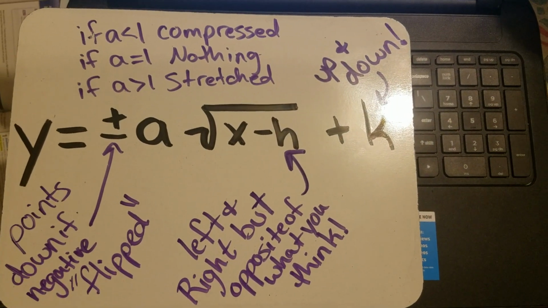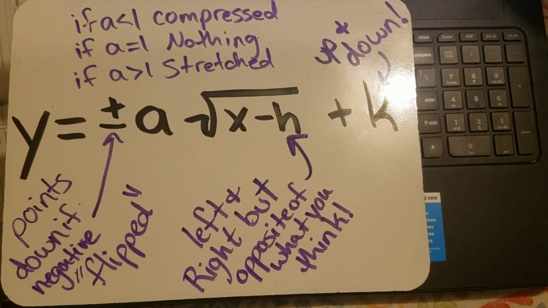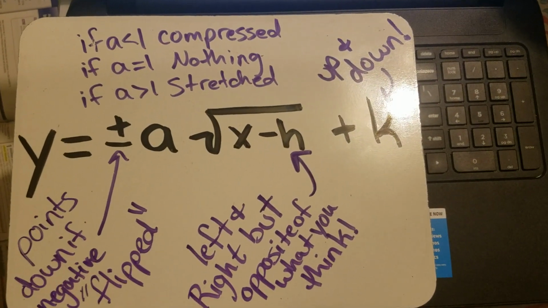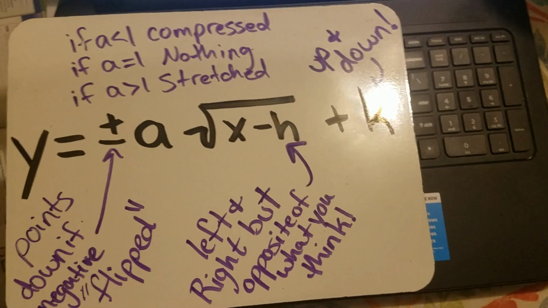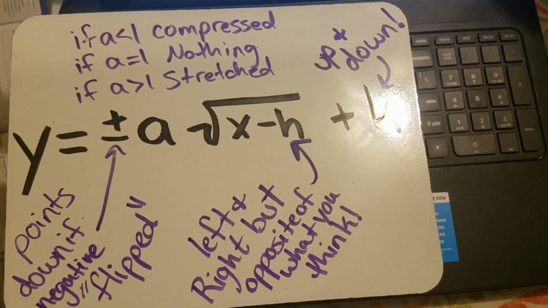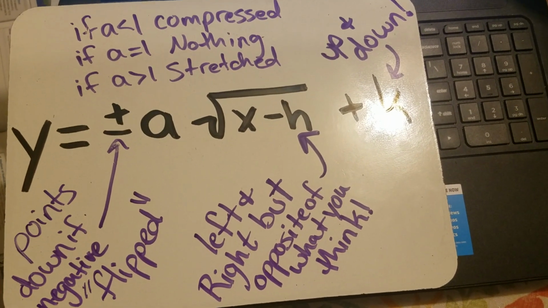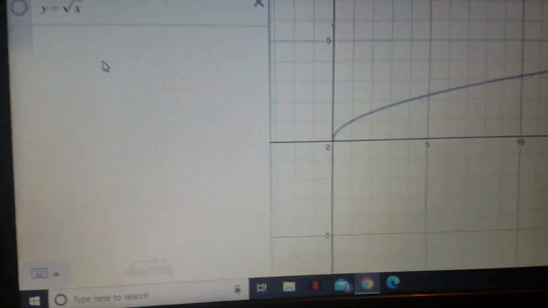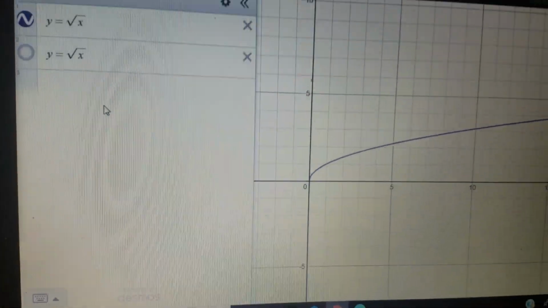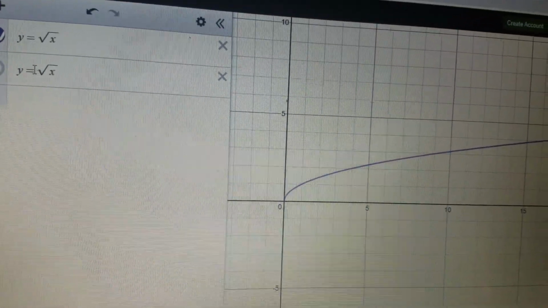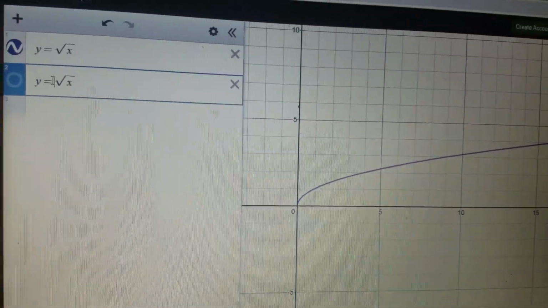So this is the general formula that lets us move this graph around. You can see that I have a negative sign, an A, an H, and then a K value. Each of those is going to have a very specific role in moving the graph around. So we'll play with it on my computer to start with, and we'll start by seeing what happens if I make it negative.